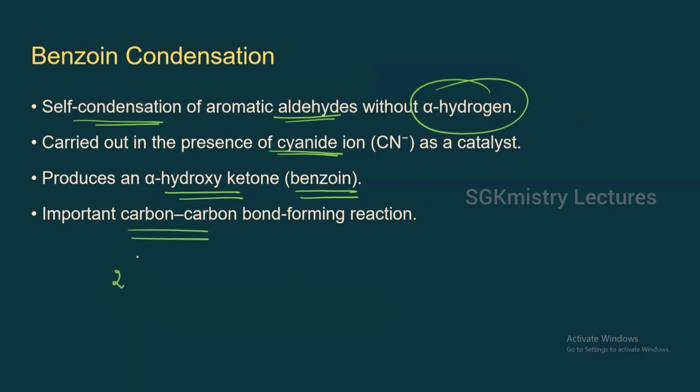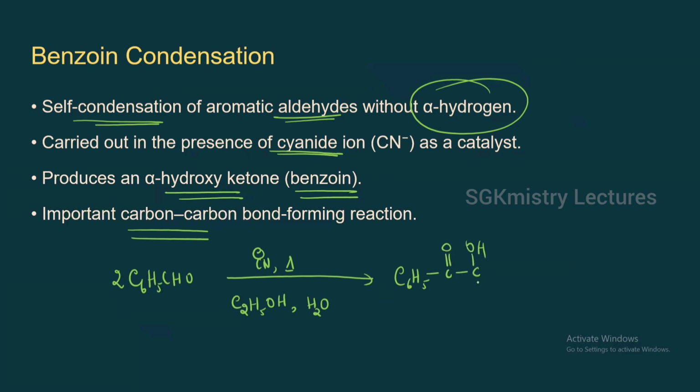So let us talk about the general reaction of this benzoin condensation. C6H5CHO in the presence of cyanide ion, and heat, and again we need to take the solvent. Let us take ethanol and water. So we get the benzoin, C6H5, C double bond O, C, OH, here also there is one H, and C6H5, which is nothing but the alpha hydroxy ketone. So here we have the ketone group. In the alpha position, there is a hydroxy group, which is nothing but the benzoin.